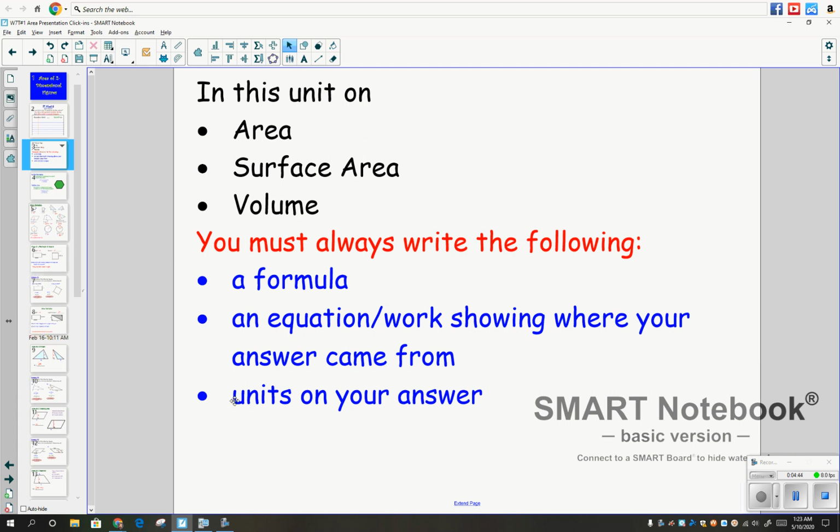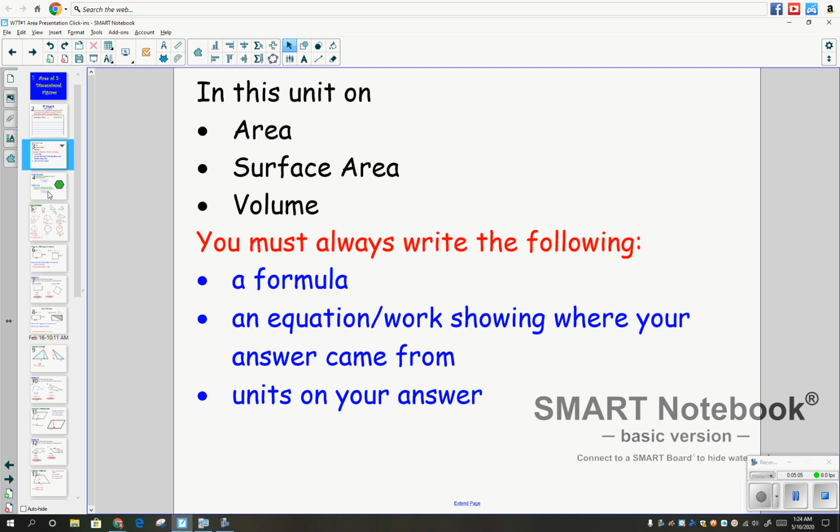And remember to always put units on your answer. And that will be part of your answer in Schoology. You should have seen it on the circles. There were questions that said, hey, what was the unit of measure for the previous problem? You have to click on that.